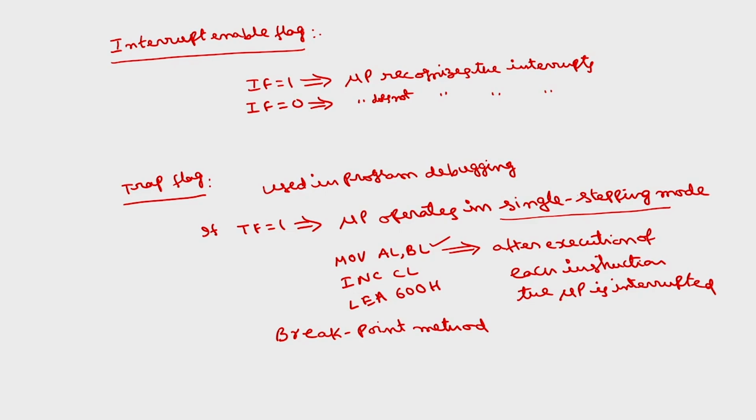In case the trap flag is set, the microprocessor operates in single stepping mode, otherwise it will execute the entire program at once. For breakpoints also, there are assembler directives using which you can set the breakpoint. So, this is all about the flags which are available in the 8086 microprocessor.